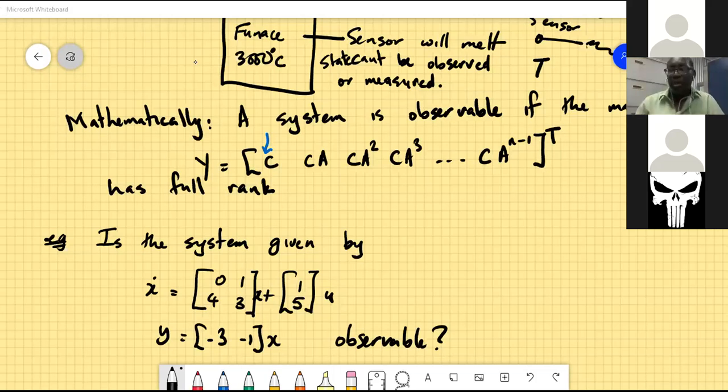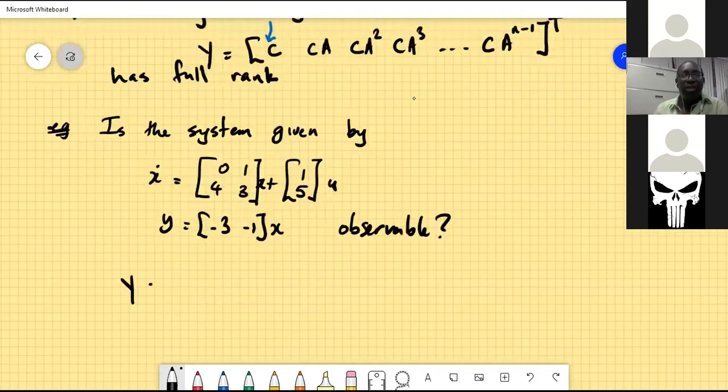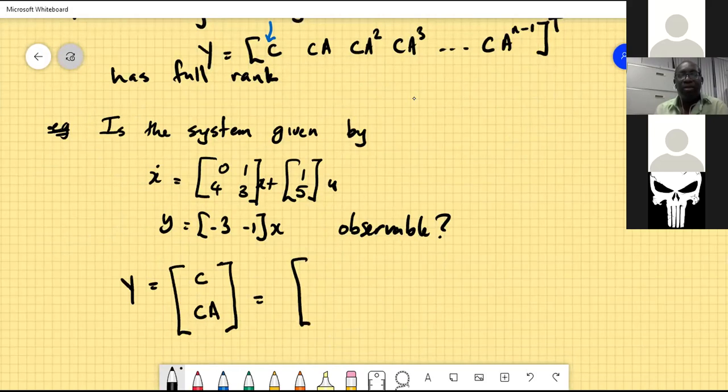All right. So now we want y, which is C and C times A, which is going to be equal to -3, -1, and then -3, -1.